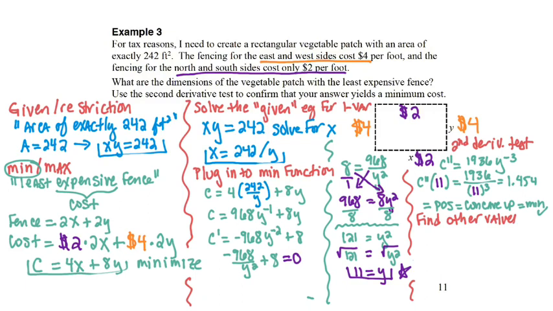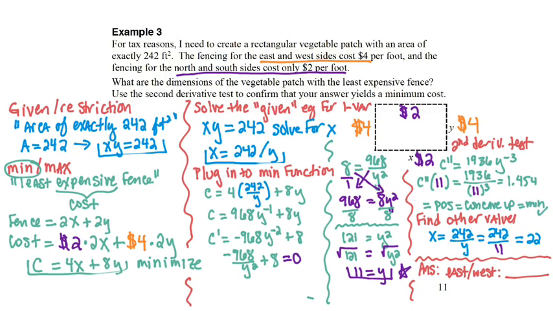So now I need to find the other values because I only know that I have 11 feet on one side, but I need to find out what the dimensions are on the other side, the x or north and south dimensions. So where y is, we'll plug in the 11 that we confirmed to be our minimizing value, and we get 22. So now we can turn around and answer the dimensions of the east and west fencing and the north and south fencing, and they just want one dimension.